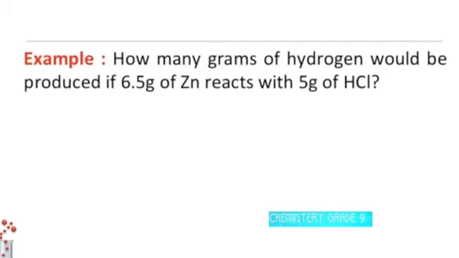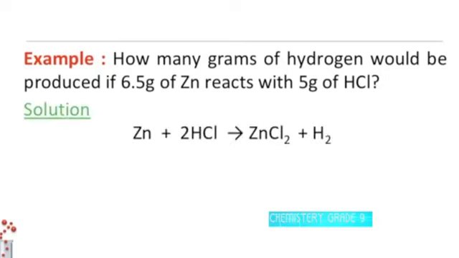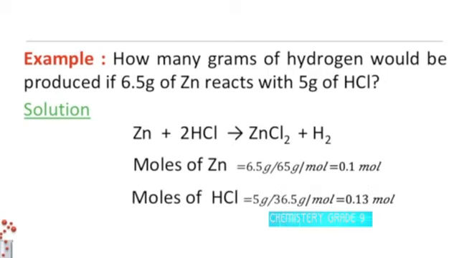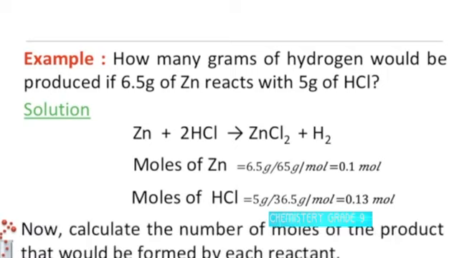For example, how many grams of hydrogen would be produced if 6.5 grams of zinc reacts with 5 grams of hydrochloric acid? First, write the balanced chemical equation. Then find out the moles of zinc. Then find out the moles of hydrochloric acid. Now calculate the number of moles in the product that would be formed by each reactant.